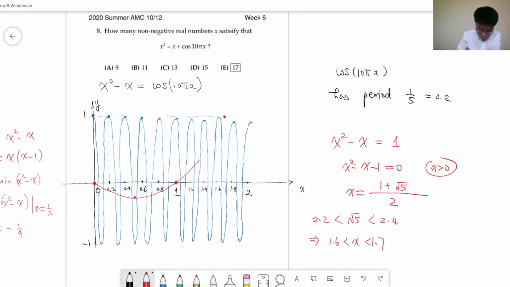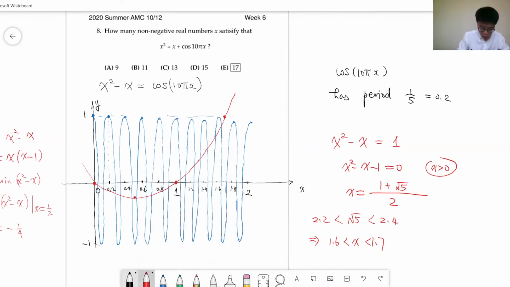It goes to, okay, something like that. And we don't need to count the negative part. Now let's count how many intersections we have. For each period below 1.6, each period contributes 2 intersections because one goes downward and upward, so there will be 2 intersections.